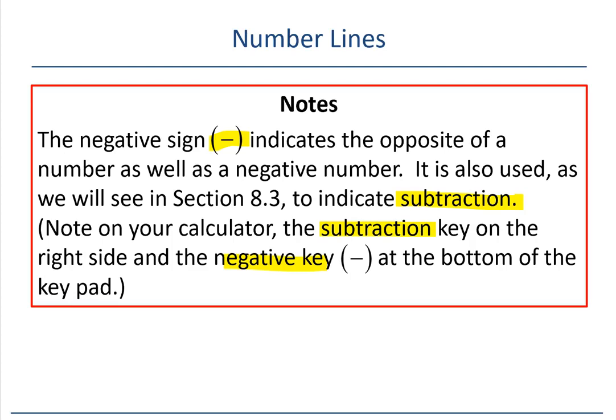Okay, the negative sign, which you can see there, indicates the opposite of a number as well as a negative number. It is used also, as we shall see in 8.3, to indicate subtraction. Note on your calculator the subtraction key on the right hand side and the negative key at the bottom. They are different. They will do different things. Get used to using the negative key whenever you need the negative key, and the subtraction key whenever you need the subtraction key. So let's continue on here.